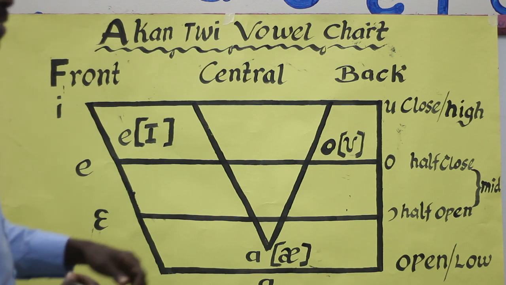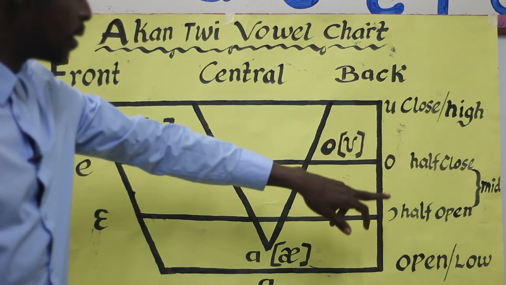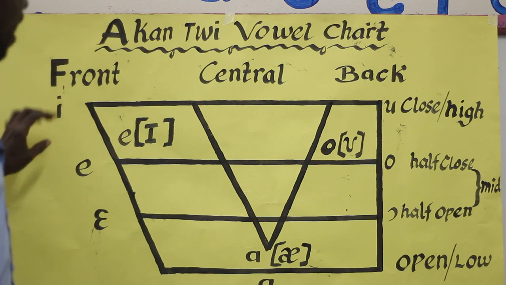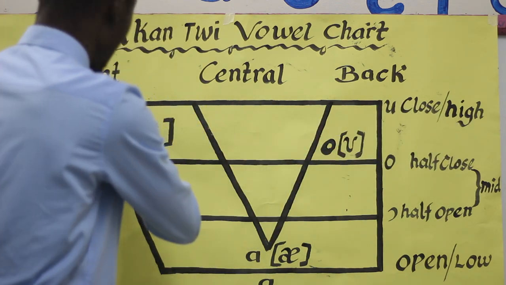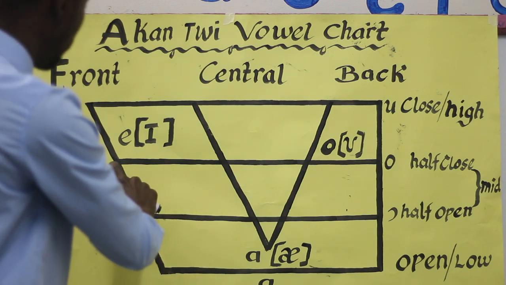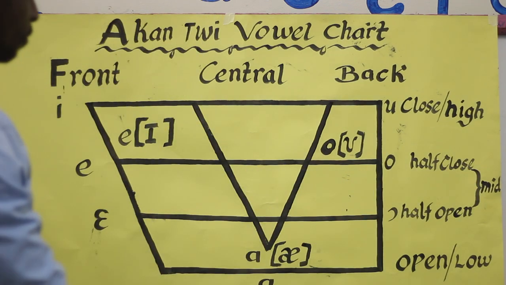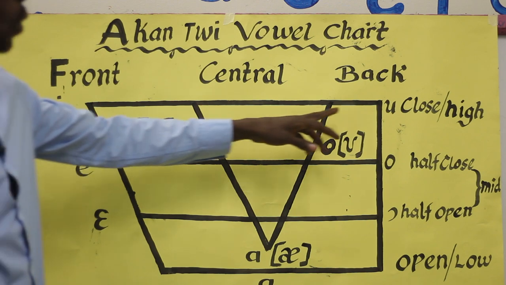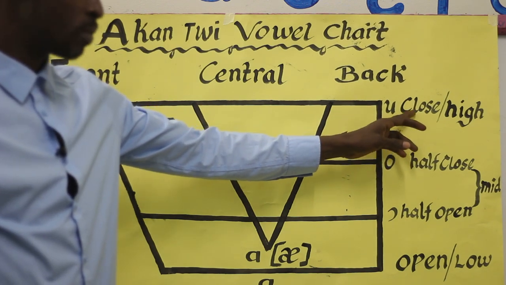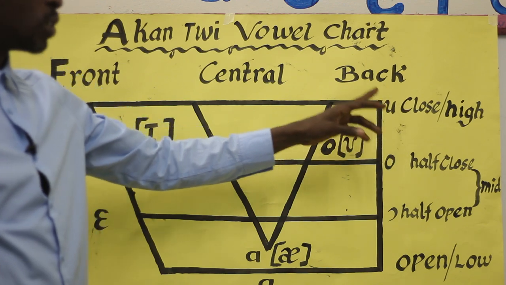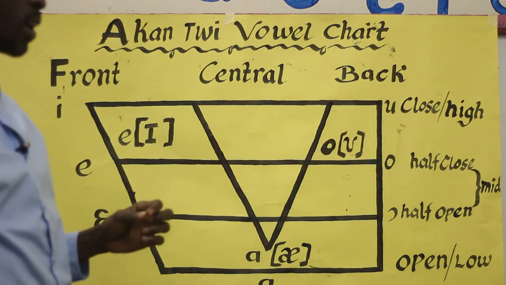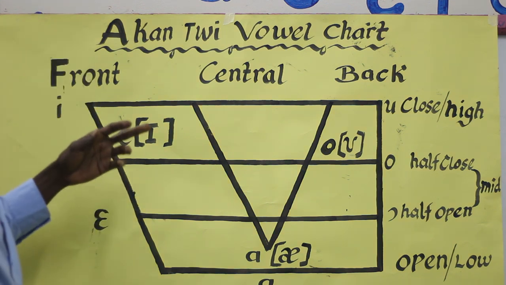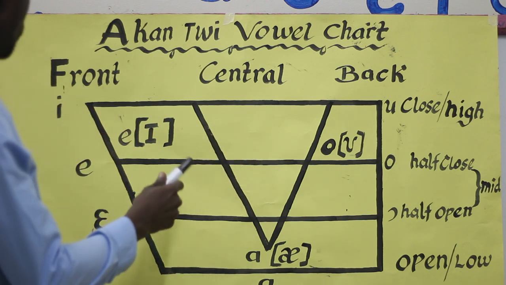The tongue could be raised high, mid, or low. So we have high vowels. These are high vowels. We have mid vowels. Then we have low vowels. High vowels are also called closed vowels. When we say closed vowels, we are considering the space that is left between the tongue and the roof of the mouth. And so these are the high vowels.